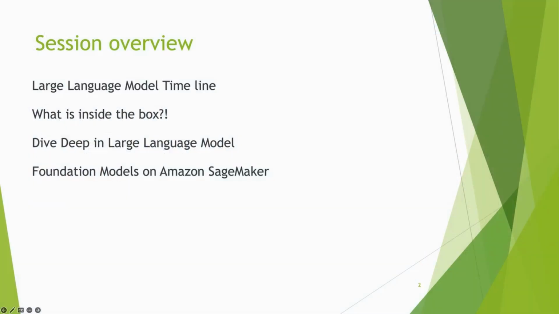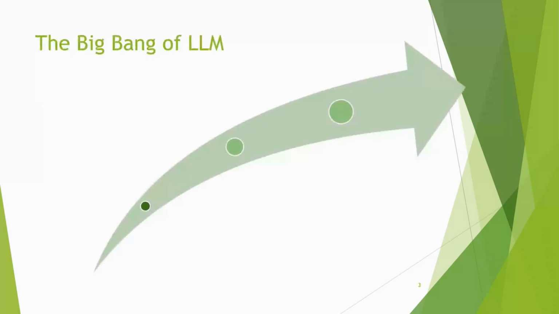So this session overview is we're going to start with the large language model timeline, and then we're going to look at what is inside of the box of a large language model, obviously. And then we're going to dive deep into the large language model, and we will end with the foundational model on Amazon SageMaker.